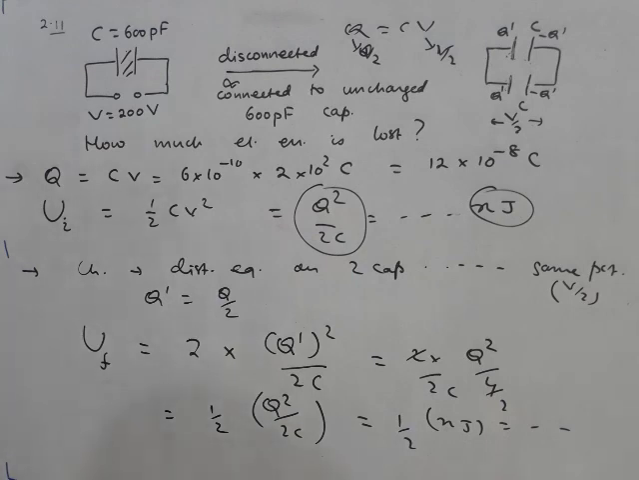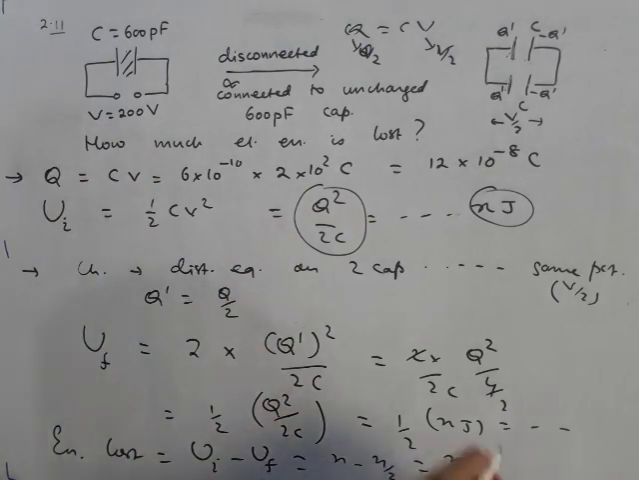The question they have asked: how much electrostatic energy is lost? So the energy lost during this process will be initial energy minus final energy, that is x minus x by 2 joules. So what will be our x minus x by 2 joules? That will become x by 2 joules.